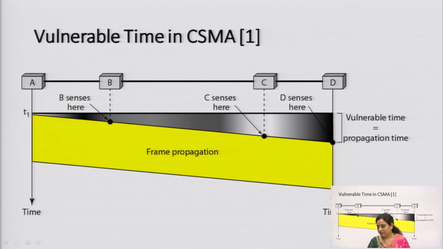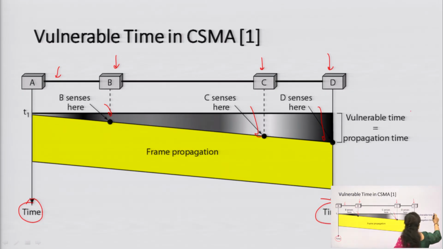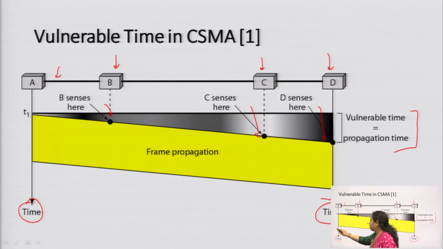Now, next is the vulnerable time in CSMA. It is also shown over here. This is station A, this is B, this is C and D. So, 4 stations are there which have their time axis written over here. Then B senses the data over here and C senses here, D senses here. So, this is one vulnerable time which is equal to the propagation time. This is frame propagation. Frame propagation means the data will be transmitted from station A to station D.